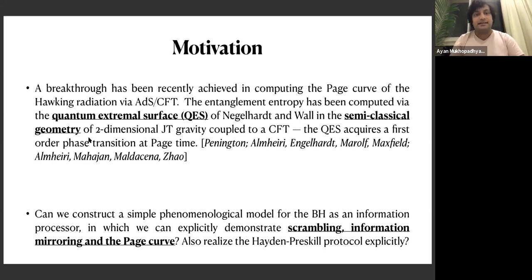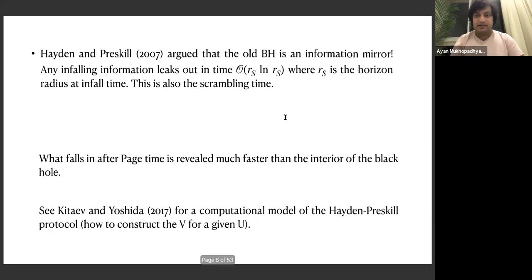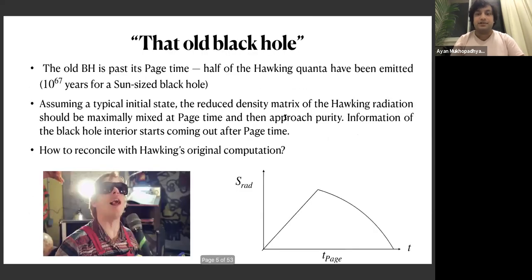So it is in a two-dimensional JT gravity, and the matter is in the form of a conformal field theory, which is coupled to this gravity. And so the geometry can be trusted, but what happens is that this quantum extremal surface acquires a first order phase transition at Page time. And this reproduces the Page curve. If you compute the surface area of the quantum extremal surface, it will reproduce this behavior.